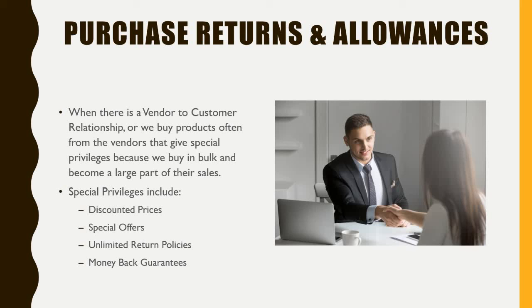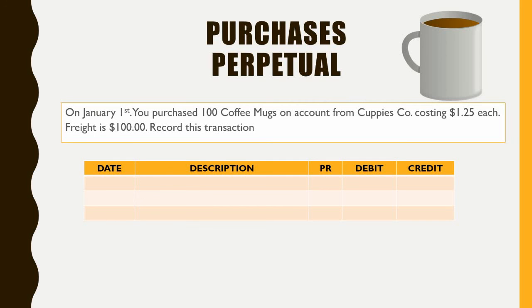They would either give you special discounts, discounted prices, unlimited returns, and even a money back guarantee, because they want to keep you as a customer, because you're buying a big portion of their inventory or their products. So here we're going to practice another purchase first before we can actually associate the returns and allowances.